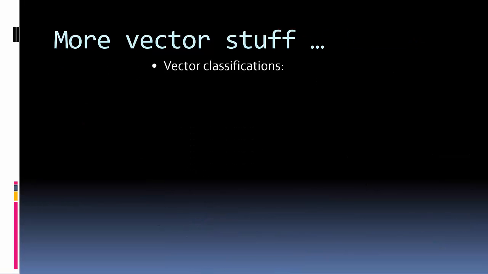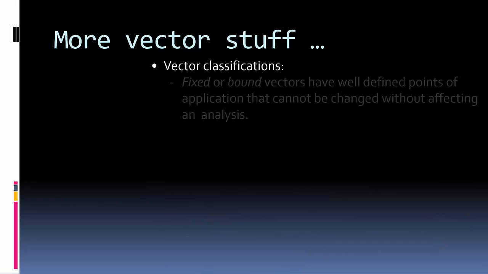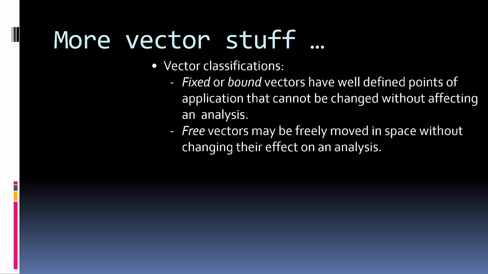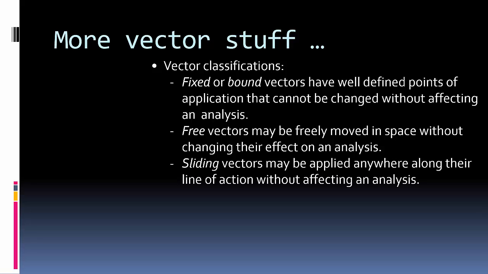Okay, a little more vector stuff. A vector can be classified in one of three ways. You have a fixed or a bound vector, which has a well-defined point of application, and you can't change that without affecting the analysis. Free vectors may be freely moved in space without changing their effect on the analysis. And lastly, sliding vectors may be applied anywhere along their line of action without affecting the analysis.